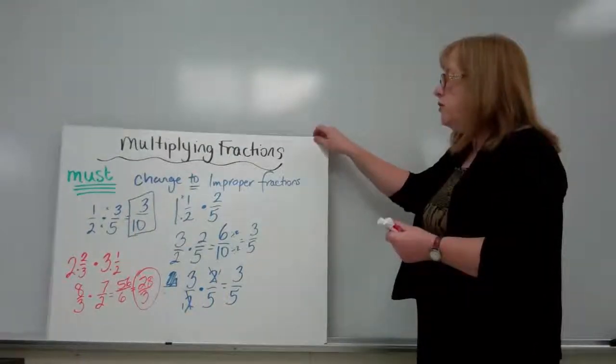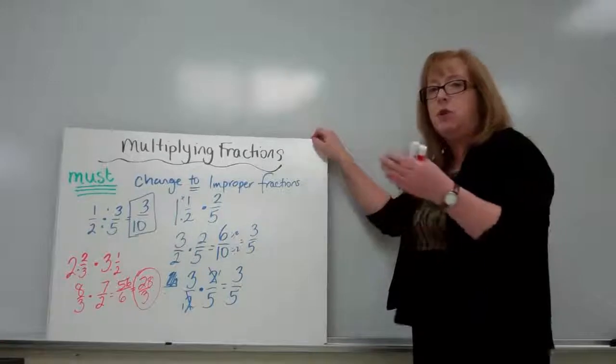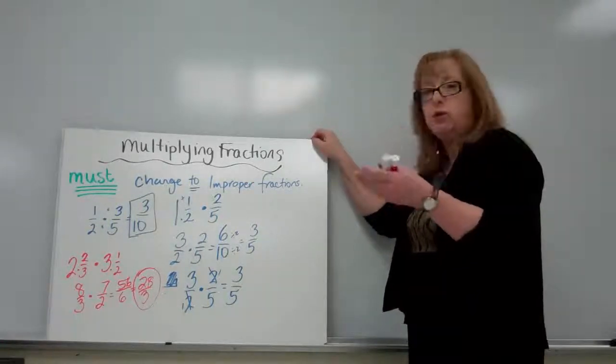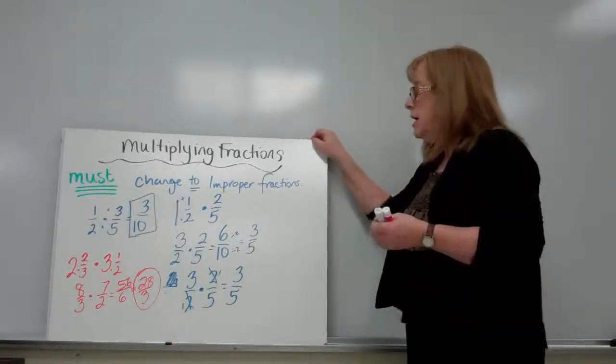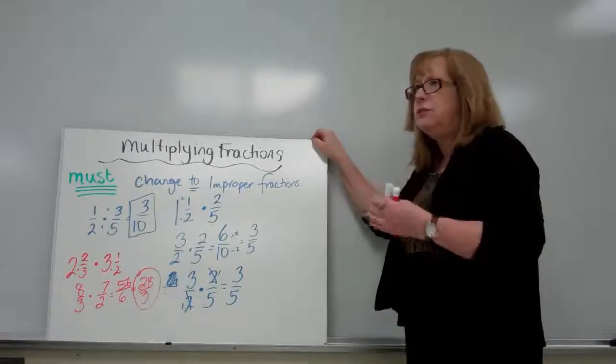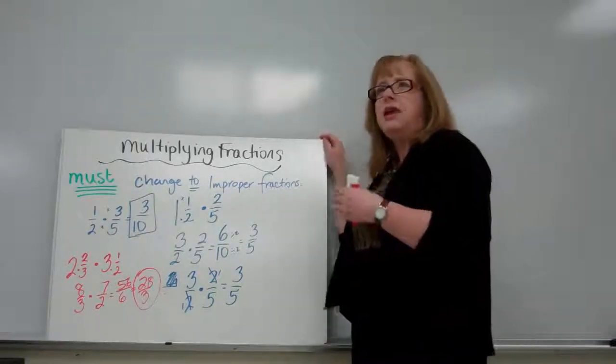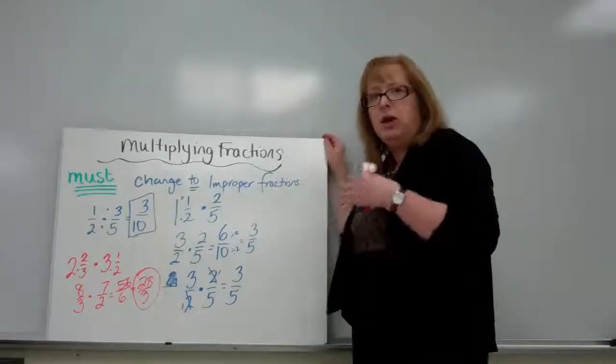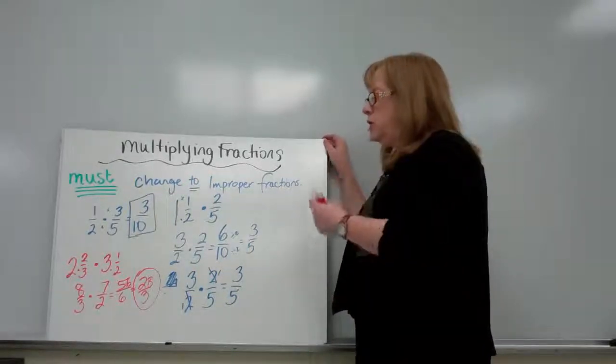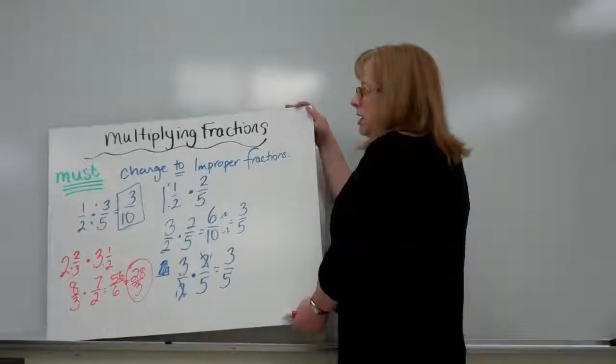Alright, so that's an overview. Multiplying again. Multiply top, numerators, multiply bottom, denominators, and then simplify. 3 very simple steps. Now what's going to happen is when we get to adding, a lot of people want to add the numerator and the denominator. And we're not going to do that, but you do multiply the numerator and denominator.